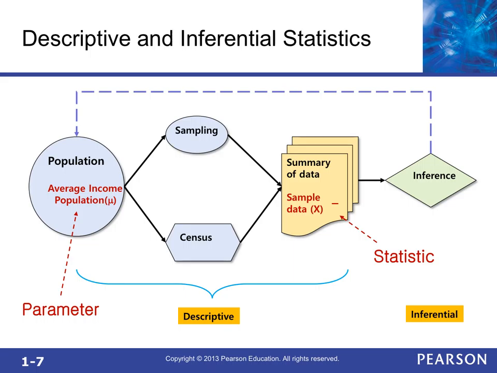We are talking about statistical method. In fact, there are two different types of statistical method. The first one is descriptive statistics, and the second one is inferential statistics. Later, we are going to study a little bit more about them. But at this point, let's have a brief introduction and try to understand this concept.